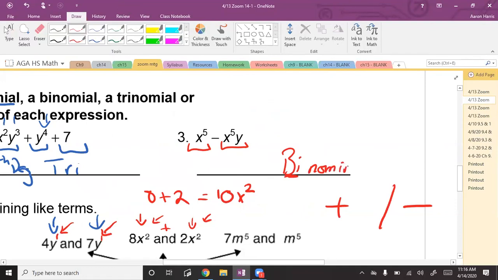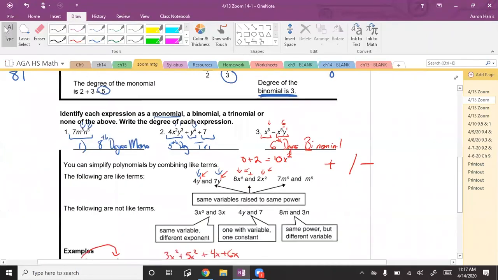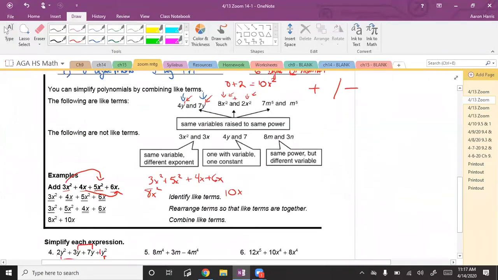Binomial, okay? And then we have to figure out what is the highest degree. Well, the highest degree here is 5. This is 5 and 1. So 5 plus 1 is 6. So the highest term is 6. So I would say a 6 degree binomial. And that's how we do that, okay? So it's pretty simple in just labeling that.